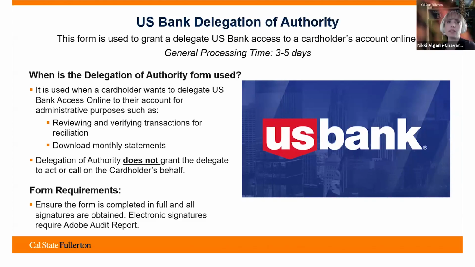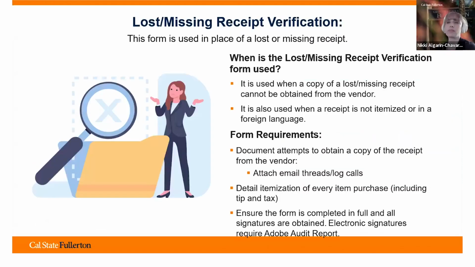Form requirements: ensuring the form is complete and all signatures are obtained. And then electronic signatures require the Adobe audit report. So those were the 5 request forms used. We're going to shift to forms, starting with the lost and missing receipt verification form.